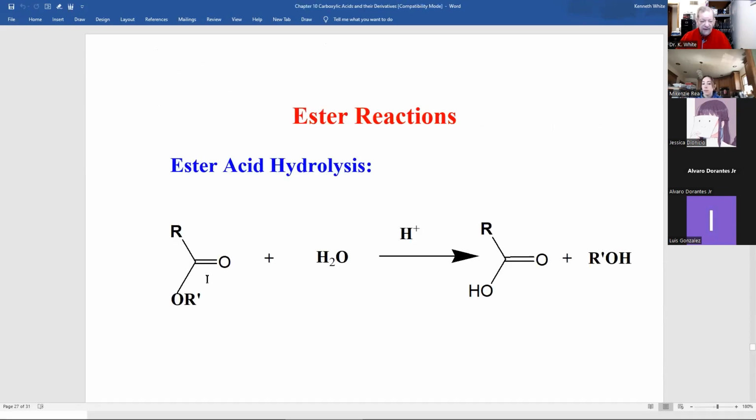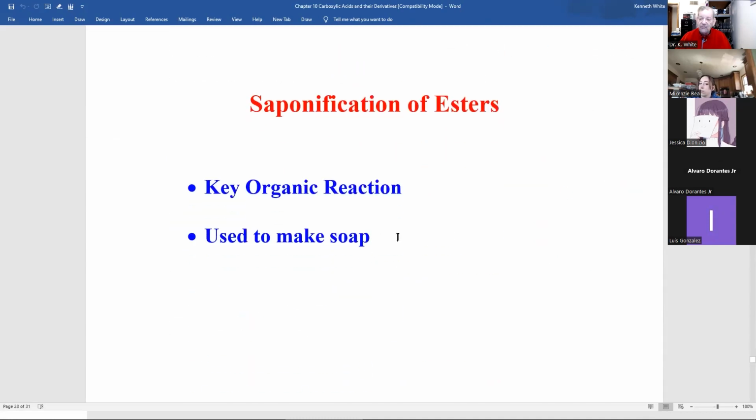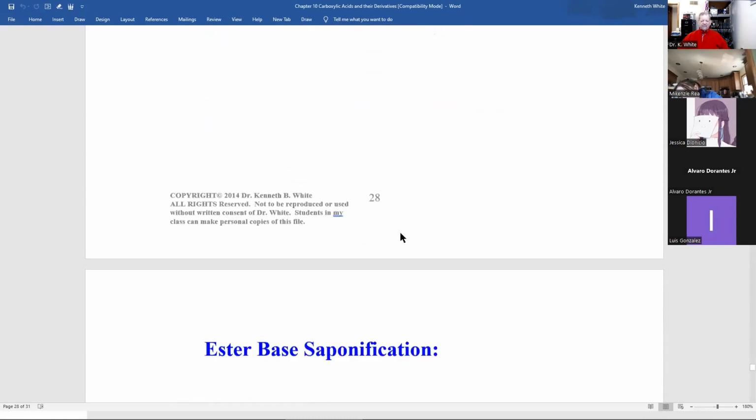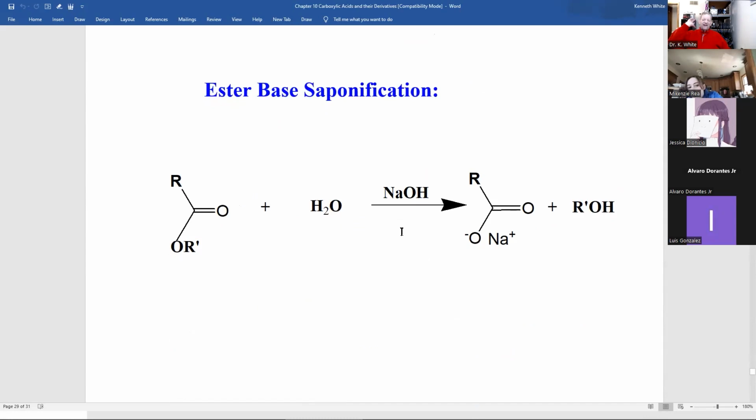Well, if you can treat, or another way of saying react, an ester with acid and water, what about base? Now, this reaction is called saponification of esters. It's a key organic reaction. Oh, you say that about everything. And it was used to make bar soap. And we'll get into that later in the semester. Yep, we'll get into soap and a whole lot of other neat things. And I'll stick to one base for now.